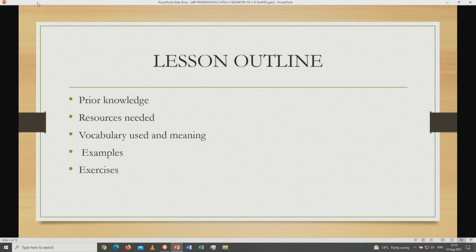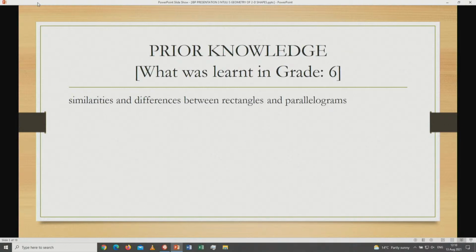Right. Now let's get to what we have already covered before with you guys. What was learned in grade 6? We learned about similarities and differences between rectangles and parallelograms in grade 6, guys. The similarities, meaning things that are looking more the same. And the differences, what could one differ from the other?